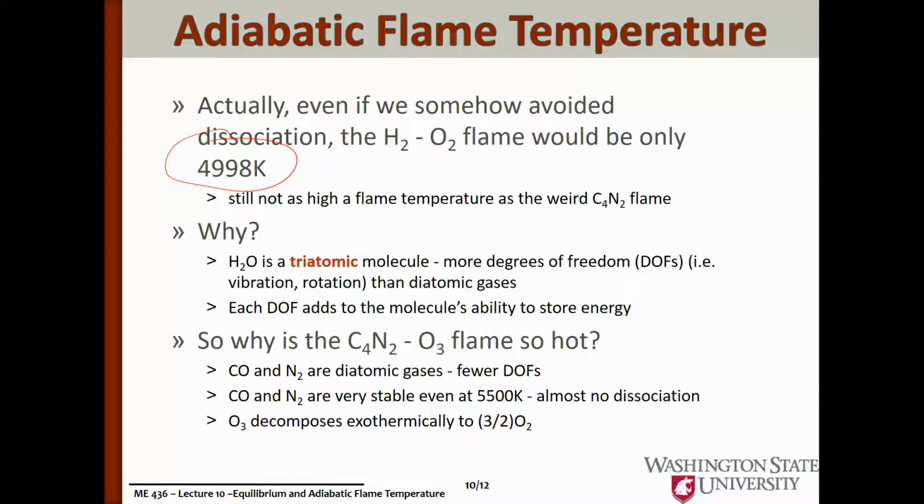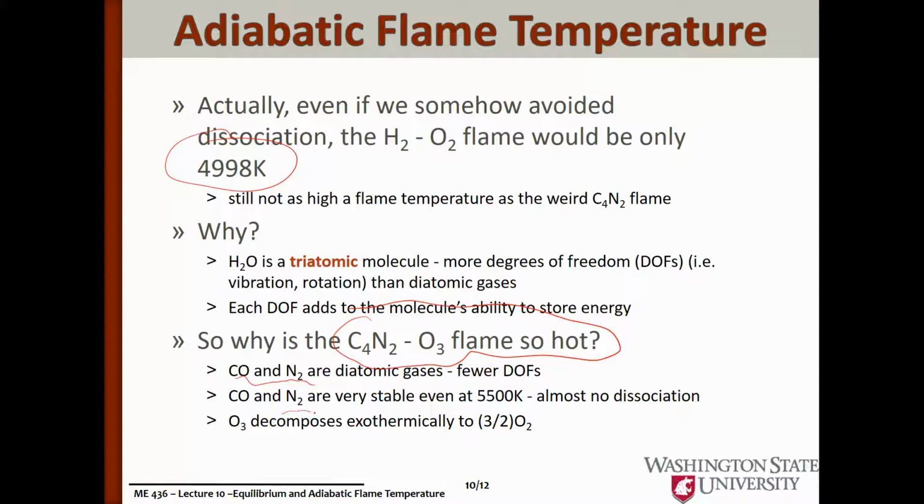So more of that energy will go into the kinetic motion, and thus the temperature will go up more for the same unit of energy. So the reason why this flame is so much hotter is that the resulting products are carbon monoxide and nitrogen, and they're diatomics. So they're going to have lower specific heats and heat up a lot more for the same amount of energy.